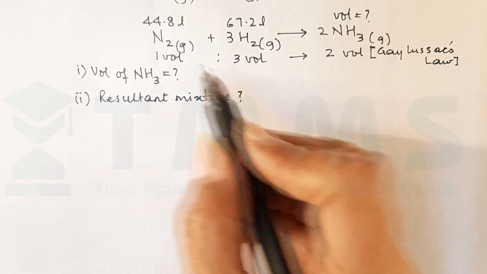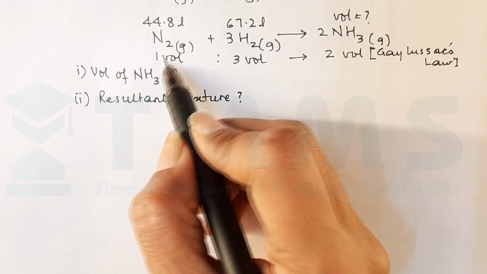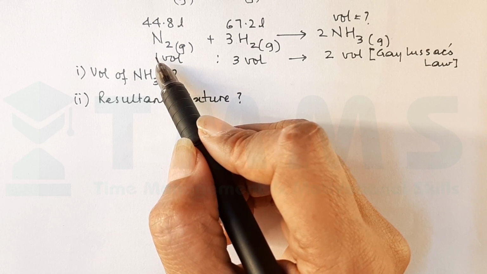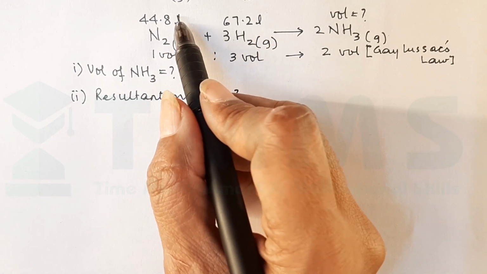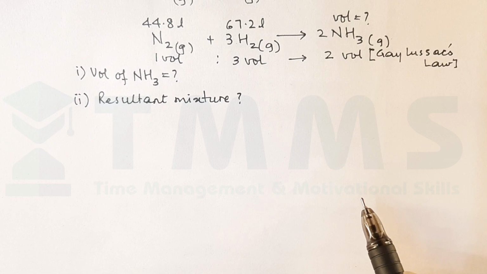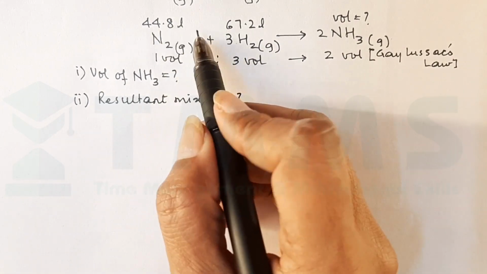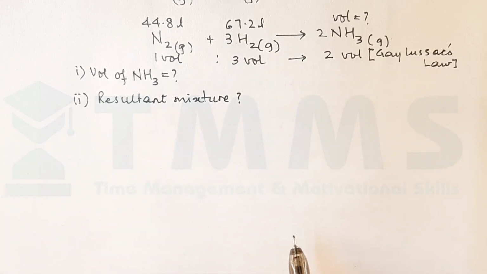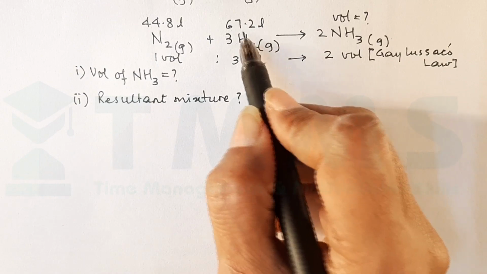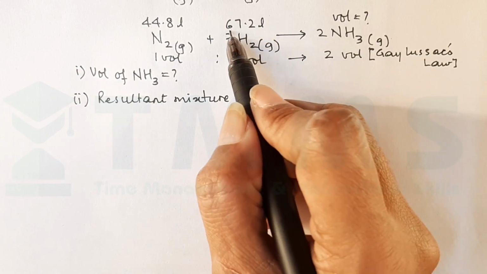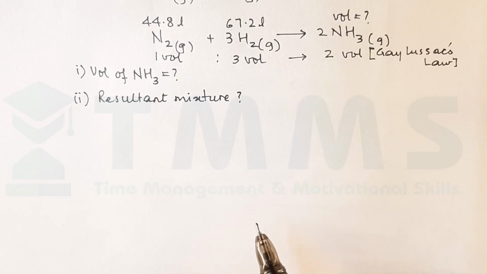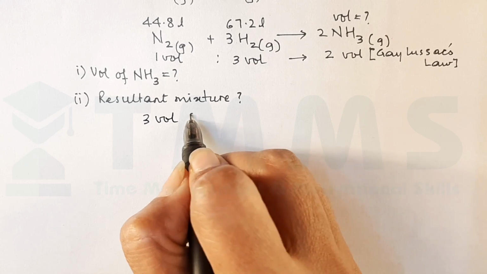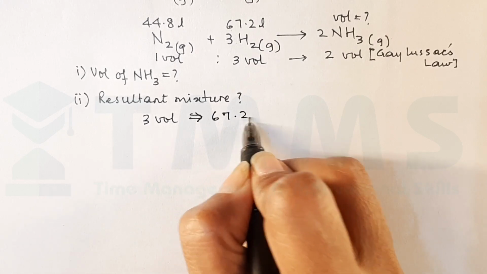Okay, now we are going to look at 1 volume being 44.8. Now, if this is 1 volume, then 3 volumes will be 3 multiplied by 44.8. Now, 3 multiplied by 44.8 definitely is going to be more than 67.2 liters. And so, you are going to consider 67.2 liters as 3 volumes. So, we are going to say 3 volumes correspond to 67.2 liters.